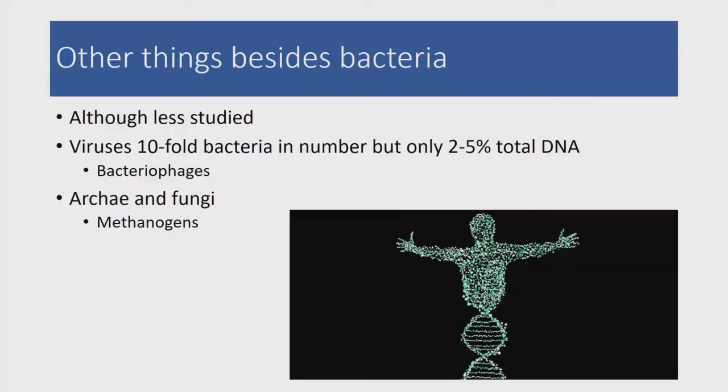We know, of course, that the microbiome contains things other than bacteria, although these are less studied. Viruses outnumber bacteria about tenfold in number, but only contribute about 2 to 5% of the total DNA within the gut. And the majority of those are actually bacteriophages. There are also archaea and fungi that are present, including methanogens, which are very, very difficult to identify. And we're only beginning to elucidate what the normal function of those particular organisms are as well.